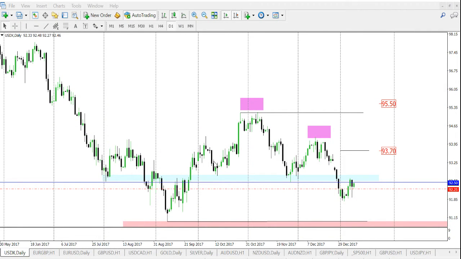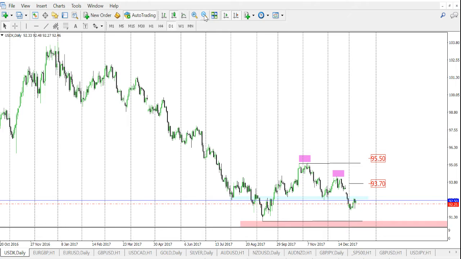So I want to start with the dollar index. Now this is fairly interesting. If you go back to the live trading session I did on Tuesday, I discussed the market trend of the US dollar. It's been on a steady decline.